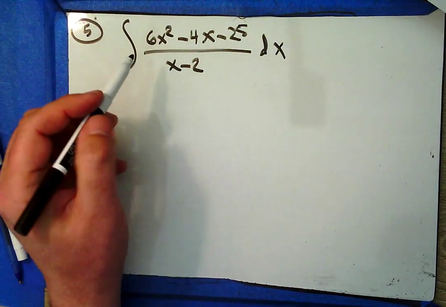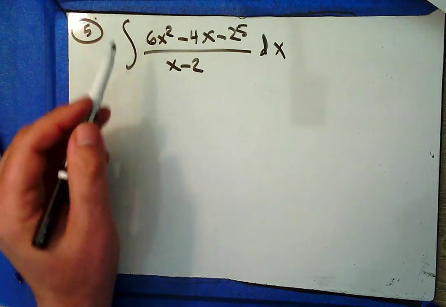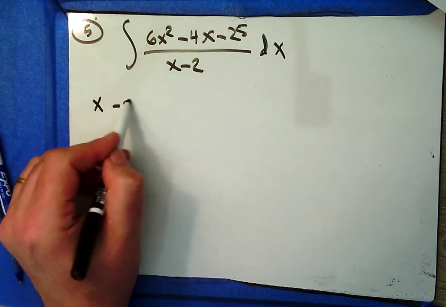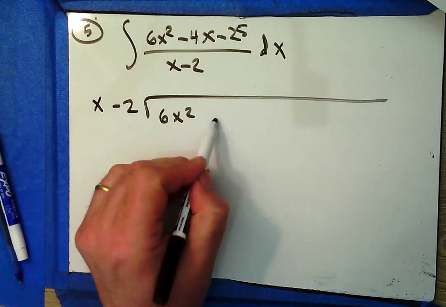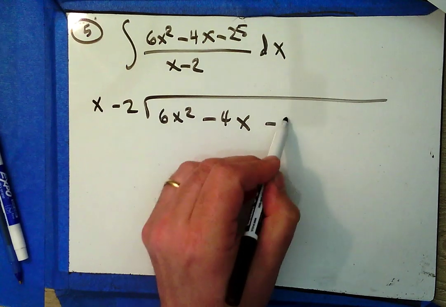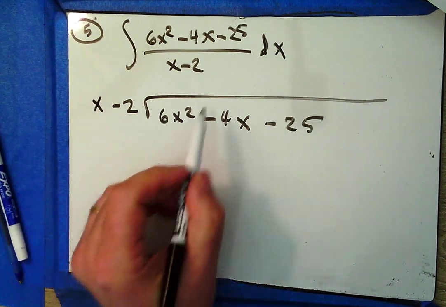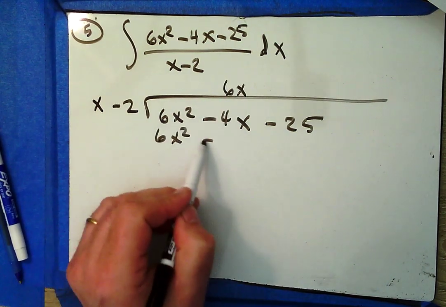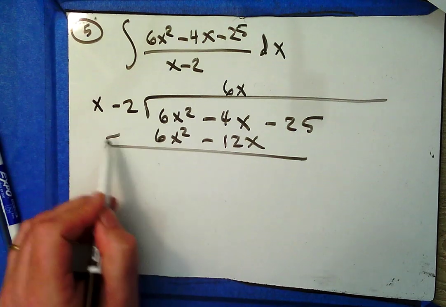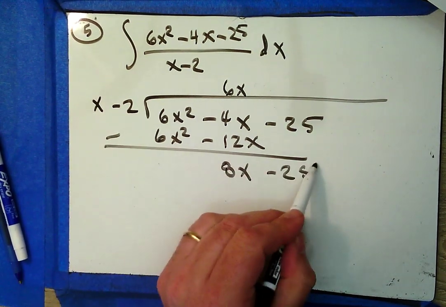I won't be able to cancel. The degree of the top is larger than the degree of the bottom, so this is a prime candidate for long division. And so we've got 6x squared minus 4x minus 25. What do I multiply this by to turn it into that? How about a 6x? We get 6x squared minus 12x. Don't forget you're subtracting a negative. So we get 8x minus 25.